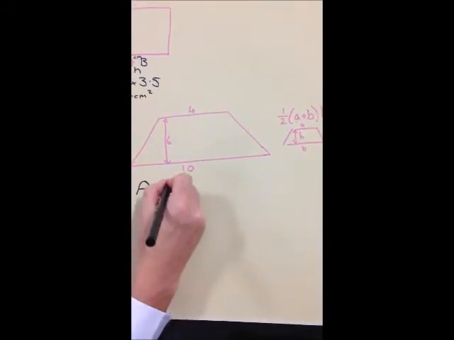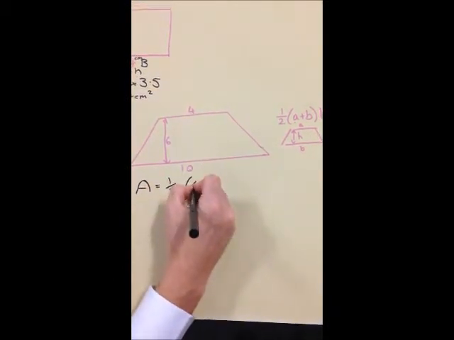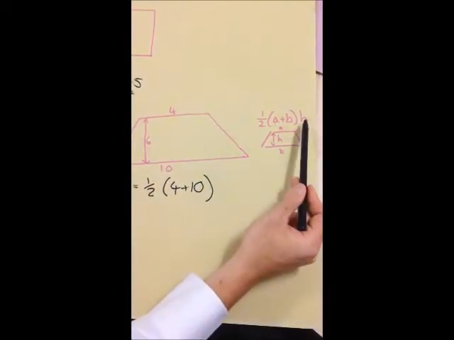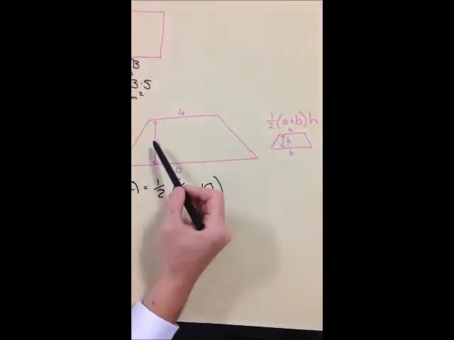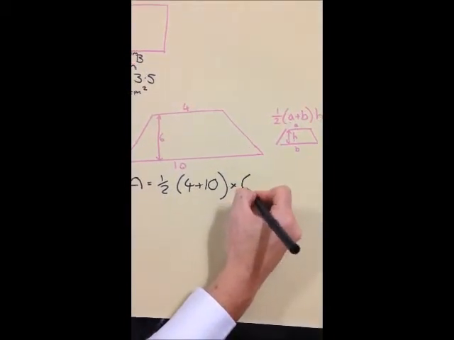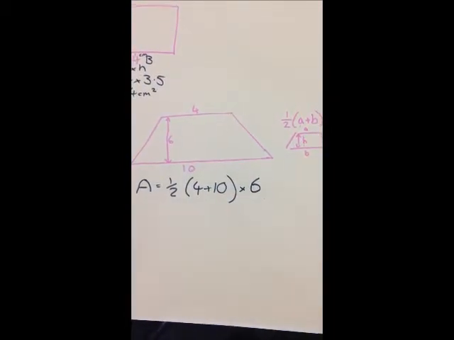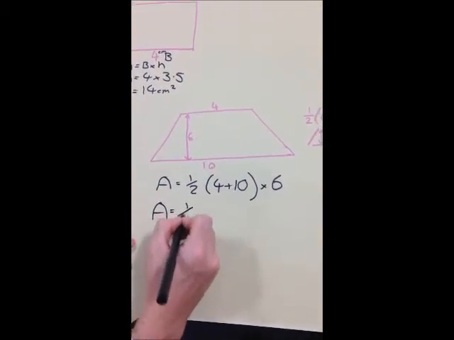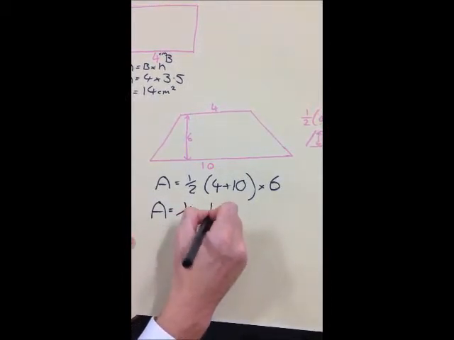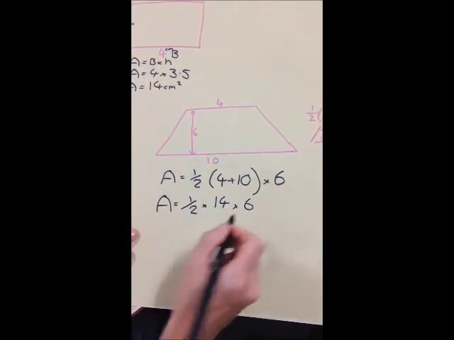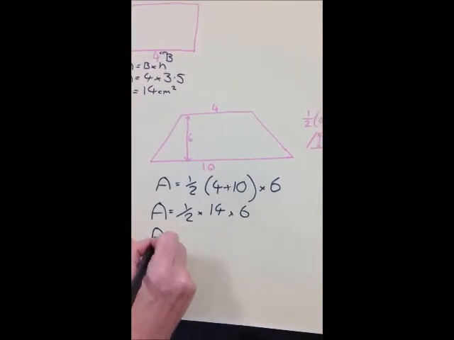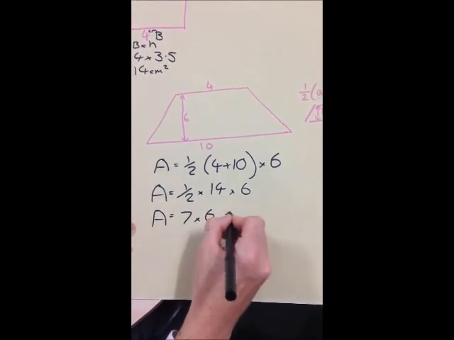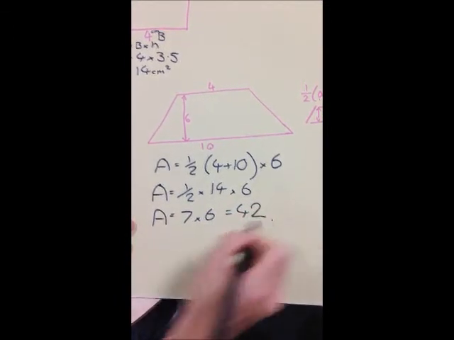So it's half bracket A plus B, 4 plus 10. Okay, now let's look at the rest of it. I've got this H. Now remember, when there's nothing there, it means multiply. I've got to multiply by the height. Okay, now you can do this in any order. You might have a calculator if you're lucky. We've got to do half of 4 plus 10, so half of 14 times by 6. You can do this whichever way, you could multiply first then halve it or whatever, but I'm going to do half of 14 is 7 times the 6, and that will give me an answer of 42. Fantastic, so well written.